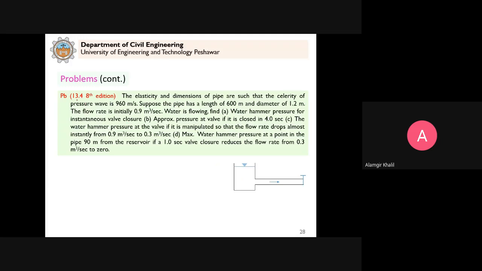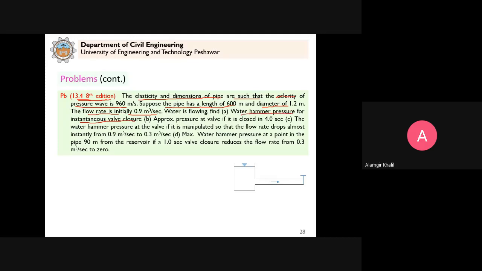This is a problem from the 8th edition of the textbook. The elasticity and dimensions of the pipe are such that the celerity of the pressure wave is this. Now Cj is given. Suppose the pipe has a length of 600 meter. This is a 600 meter length pipe, and the diameter of 1.2 meter. The flow rate is initially 0.9 cubic meter per second. The discharge water is flowing. Find A, water hammer pressure for instantaneous valve closure.